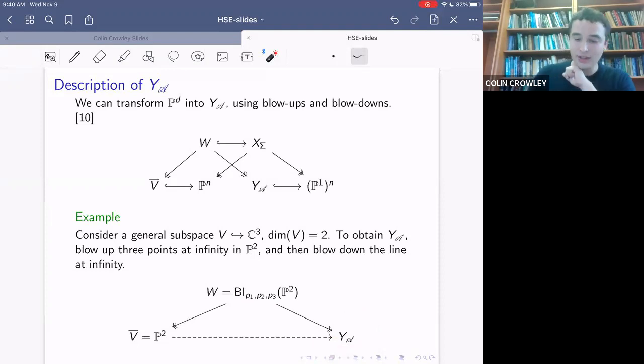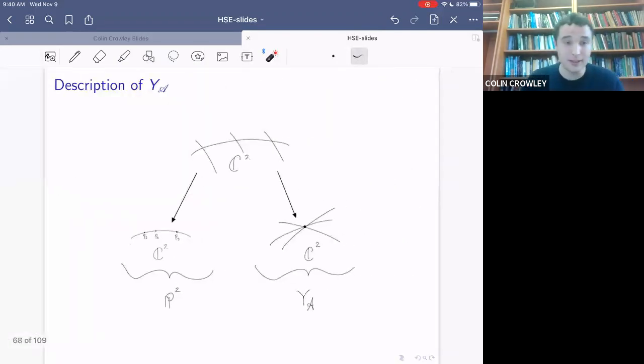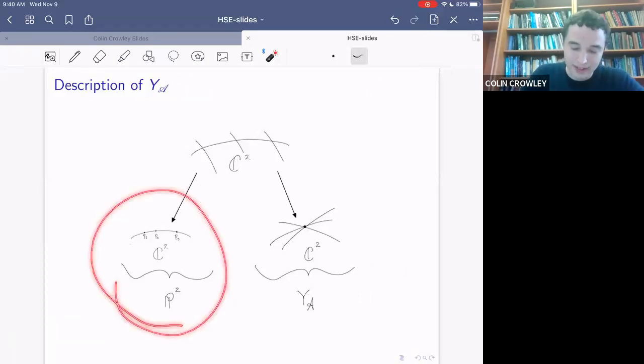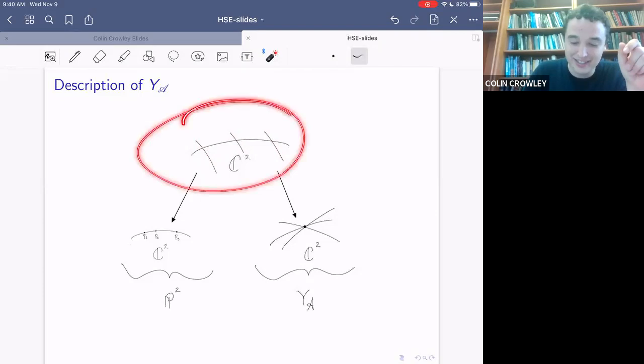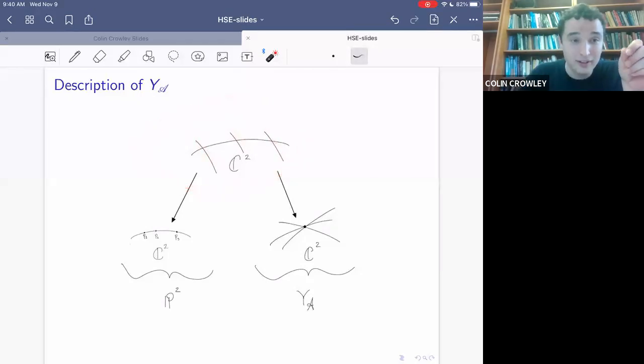And I've drawn a little cartoon of what this may look like. So here I have P2. It consists of an affine space, C2, and then this boundary line at infinity. I've blown up my 3 points. These create 3 exceptional divisors that live in the boundary of C2. And by the way, this is an equivariant compactification because the points I blew up were fixed by C2.